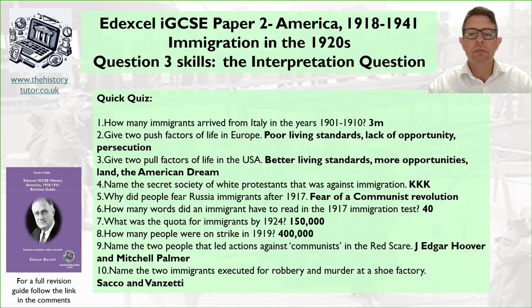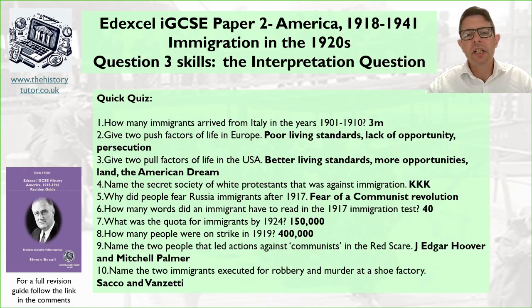Question number 4. Name the secret society of white Protestants that was against immigration. So the KKK, Ku Klux Klan, was emerging in the 1920s. Why did people fear Russian immigrants after 1917? So they thought all of them were communists, of course, after the Communist Revolution. They thought they were going to cause all sorts of chaos and communist revolution in America.